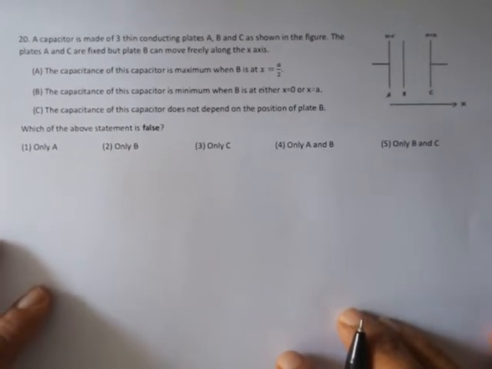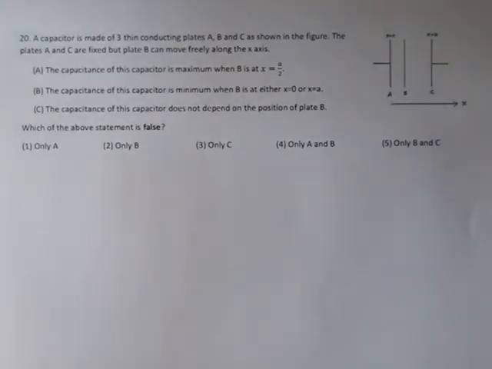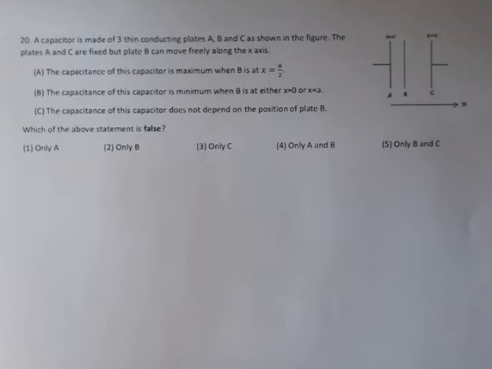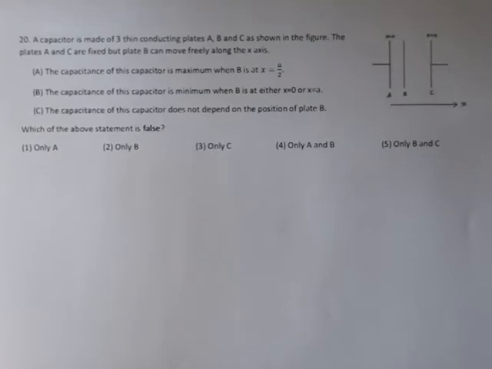A capacitor is made of three thin conducting plates A, B, and C as shown in the figure. The plates A and C are fixed, but plate B can move freely along the x-axis, and there are three statements. The capacitance of the capacitor is maximum when B is at x equals a over 2. The capacitance of this capacitor is minimum when B is either at x equals 0 or x equals a. The capacitance of this capacitor does not depend on the position of B. So we want to find the capacitance of this capacitor system with respect to the position of B.